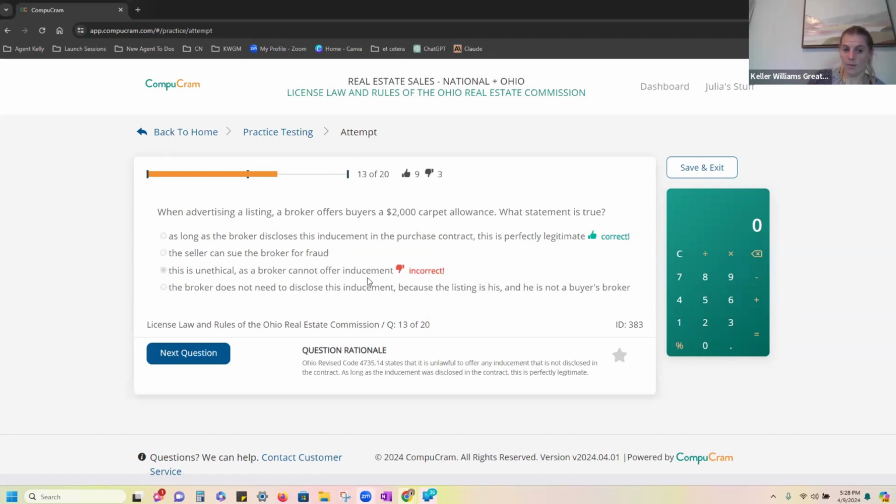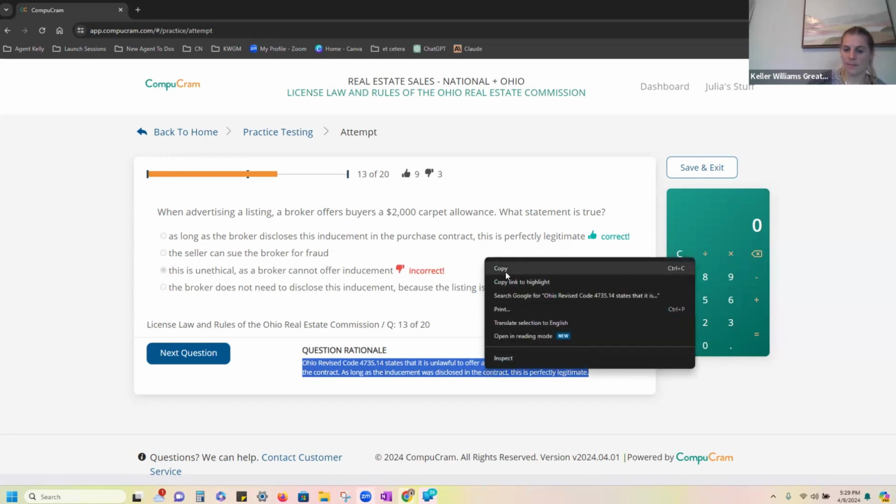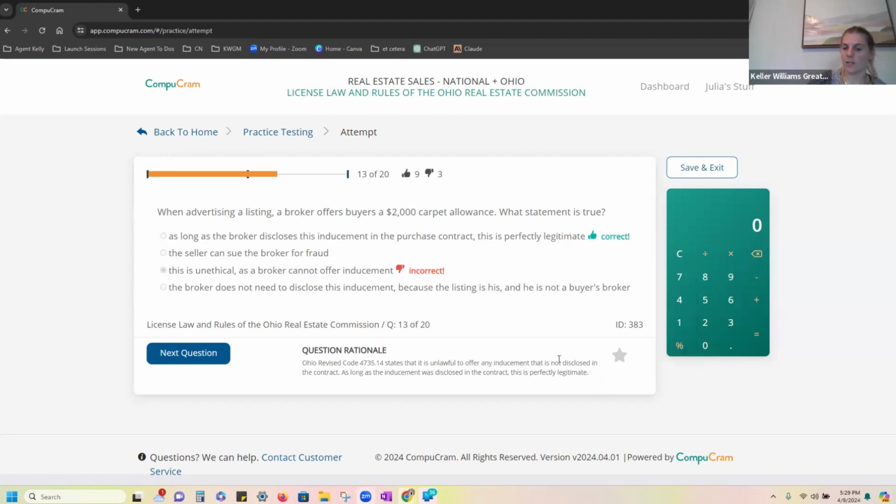I would also say inducements are unethical and cannot be offered, but as long as the broker discloses this inducement in the purchase contract, this is allowed. So as long as he has it in writing in the purchase contract that he's offering the $2,000 carpet allowance, he can advertise that. So it becomes unlawful when it's not disclosed in the contract.